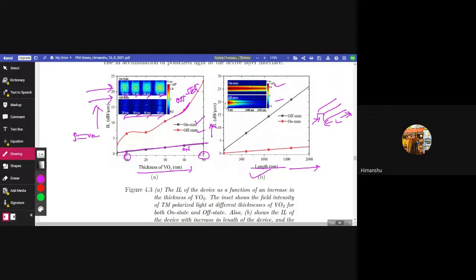So in the on state, we can see that maximum light is allowed to pass, while in the off state, most of the light is absorbed. So this is what on state and off state means.